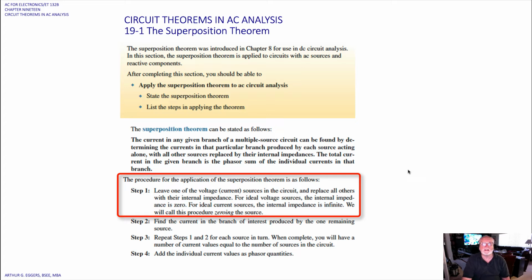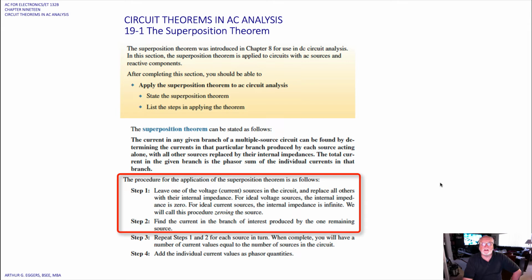Step 1 says leave one of the voltage or current sources in the circuit, replace all others with their internal impedance. For ideal voltage sources, the internal impedance is 0. For ideal current sources, the internal impedance is infinite. Okay, so it would be a short or an open. We'll call this procedure zeroing the source.